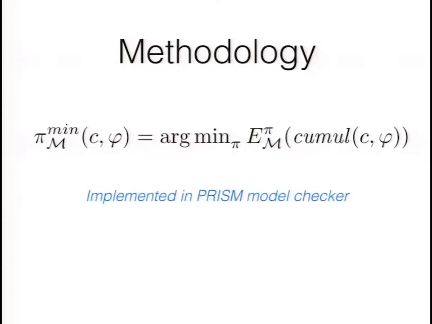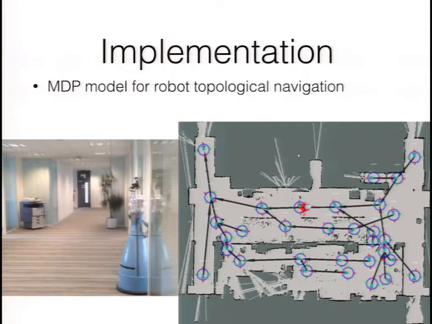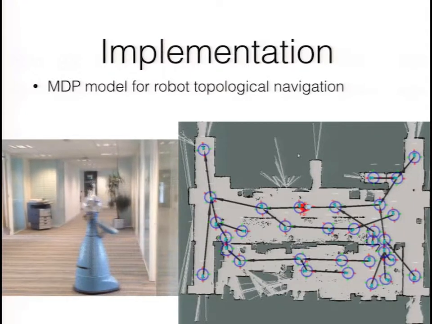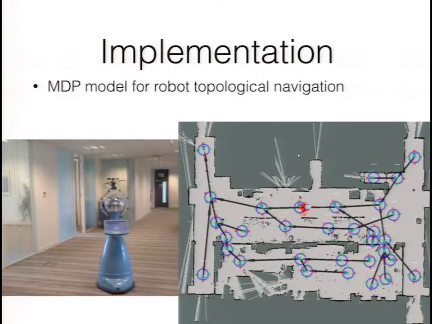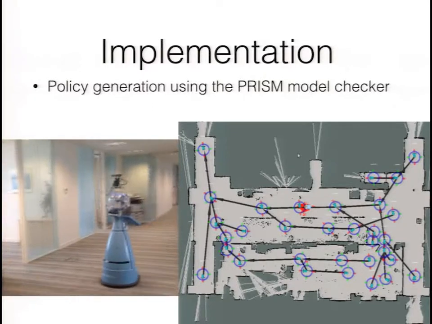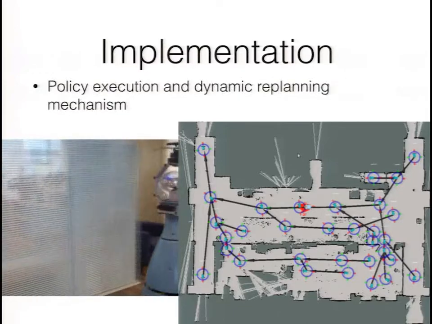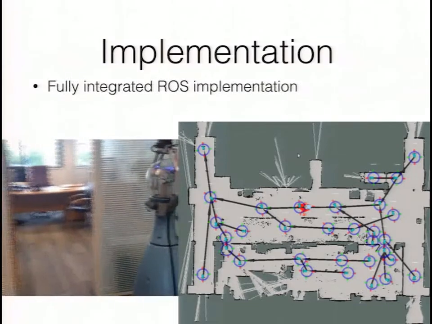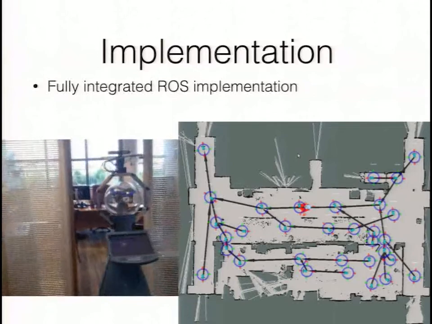And all of this, we extended a Prism model checker to be able to generate this type of policy and also the replanning part. In terms of implementation, we implemented this for robot navigation. So we built an MDP representing a topological map for a robot, where the nodes are these blue circles, and used Prism to generate policies and implemented our execution and dynamic replanning mechanism, everything fully integrated in ROS, and this was running on a robot that was deployed for 3 weeks in a real office environment.